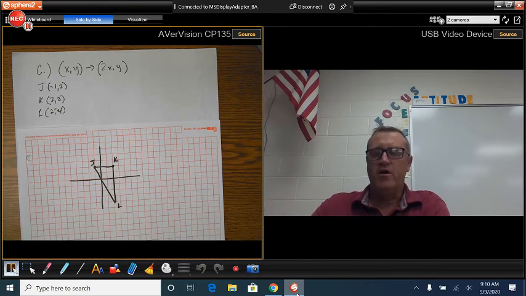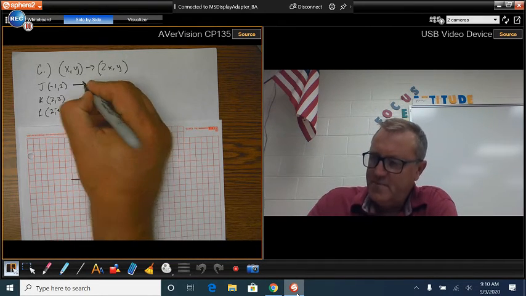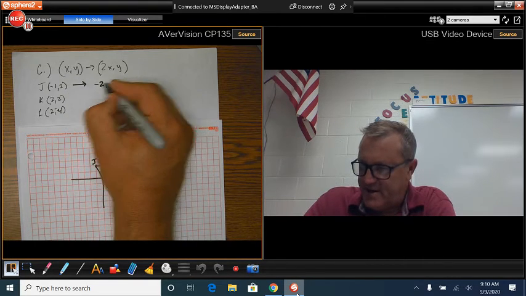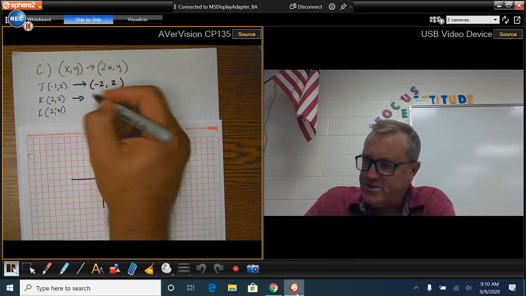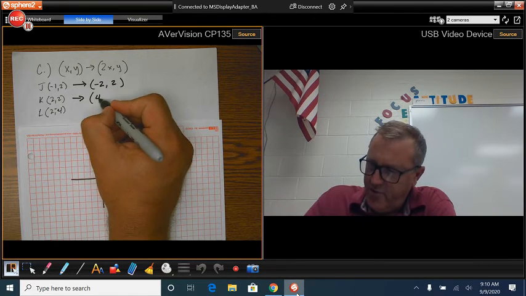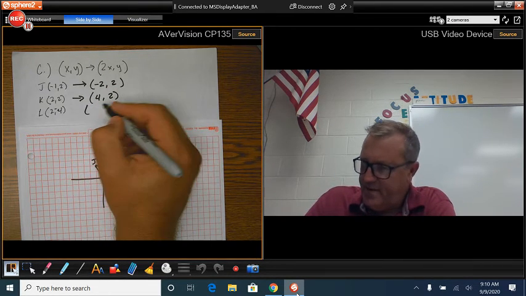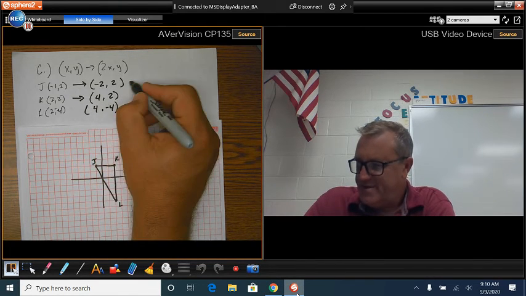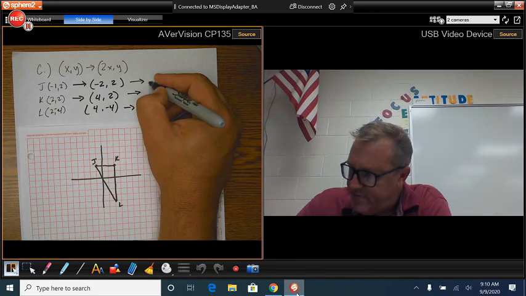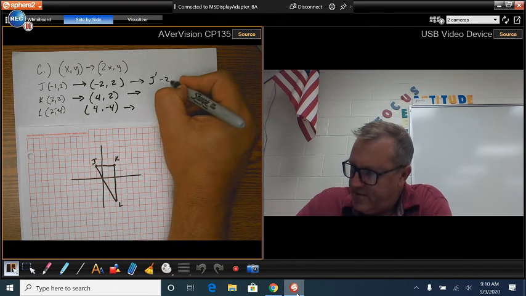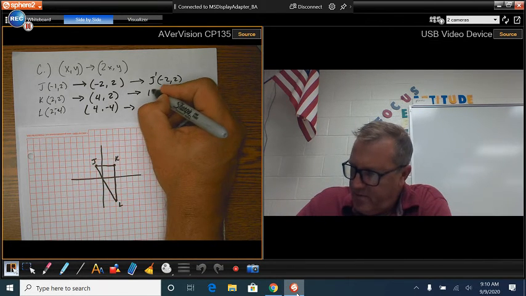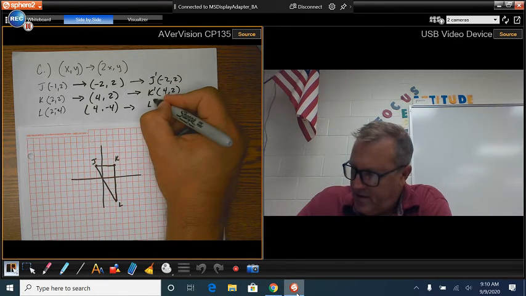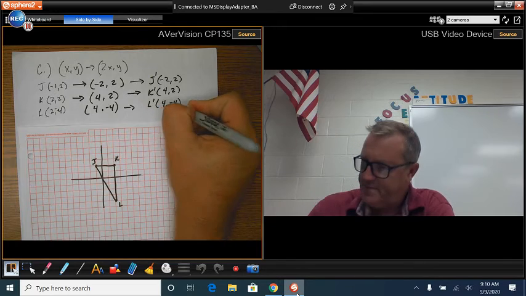Let's apply the rule. We multiply the x-coordinate by 2. So 2 times negative 1 is negative 2. The y stays the same. That makes it simple. Multiply 2 times 2, we get 4, 2. And then we get 4, negative 4. In this case, there's really not much to do. We have J prime is negative 2, 2. K prime is 4, 2. And L prime is 4, negative 4.